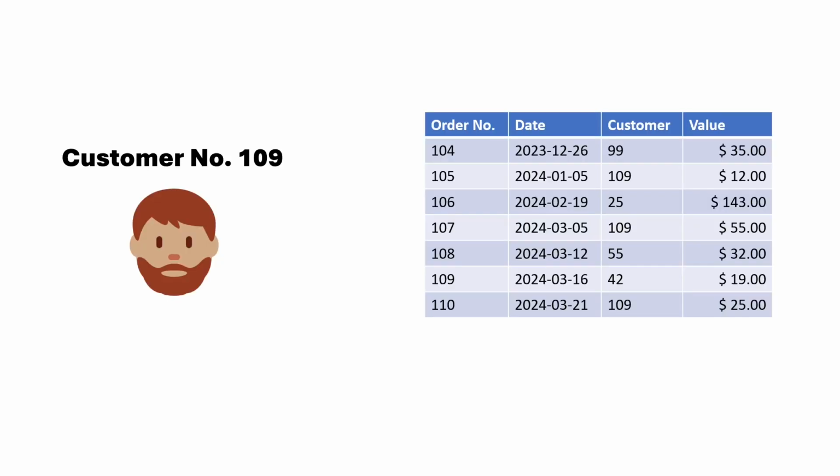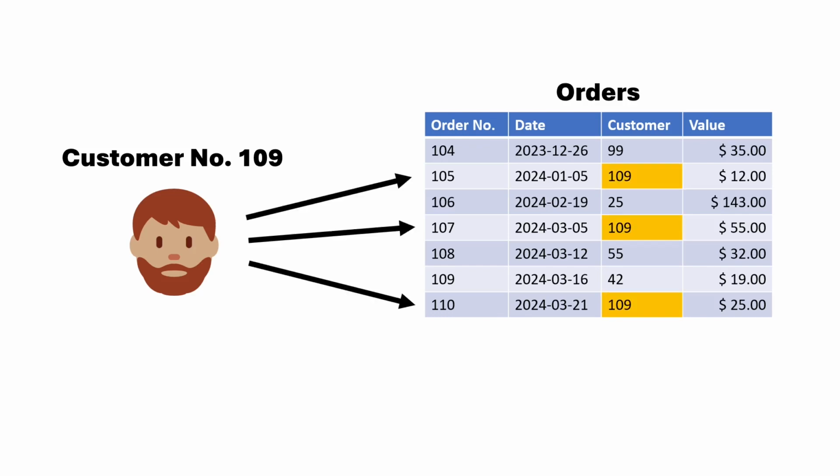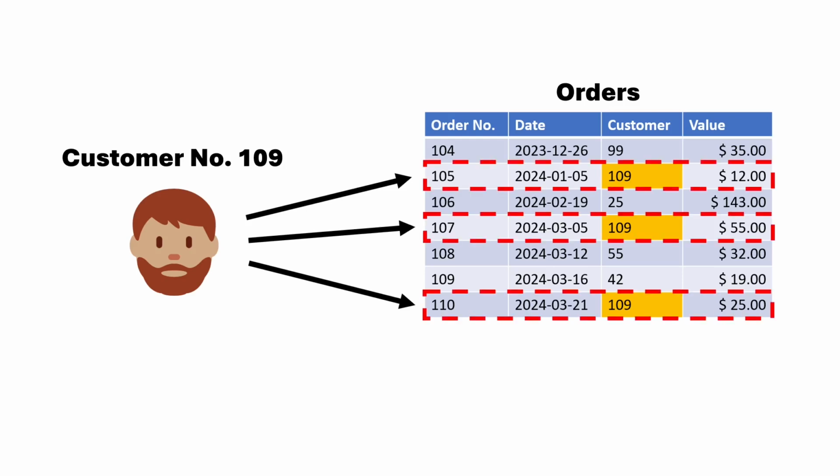This relationship is also useful the other way around, because it could help us if we wanted to pull up all the orders that a customer has placed by looking up the customer number in every order record.